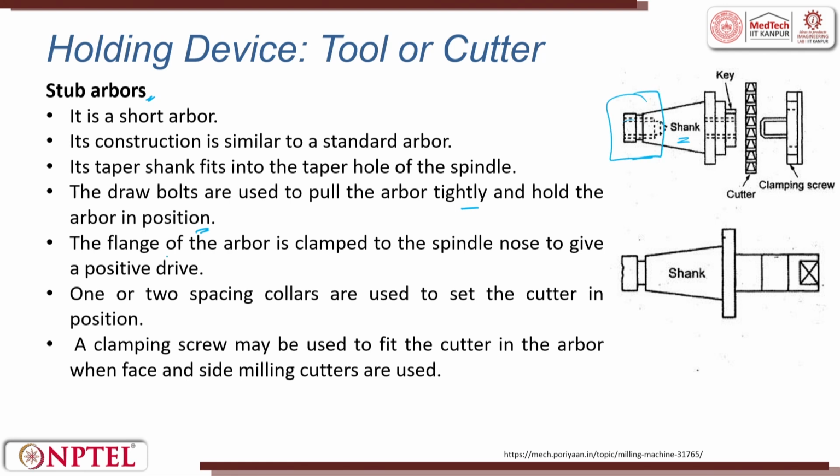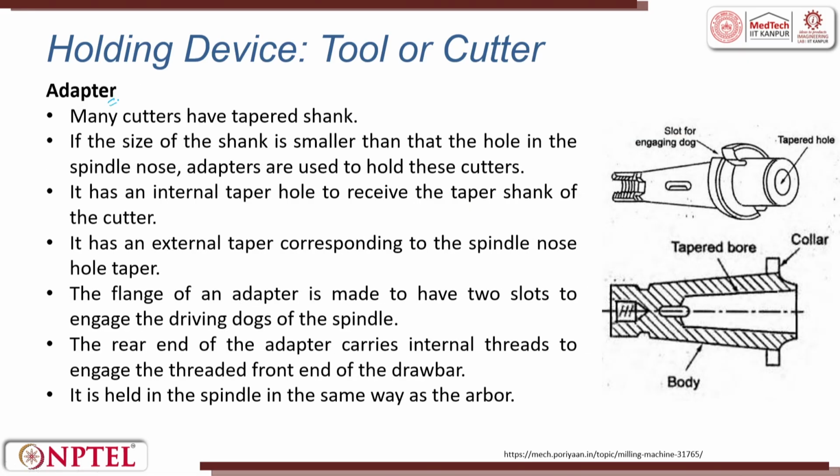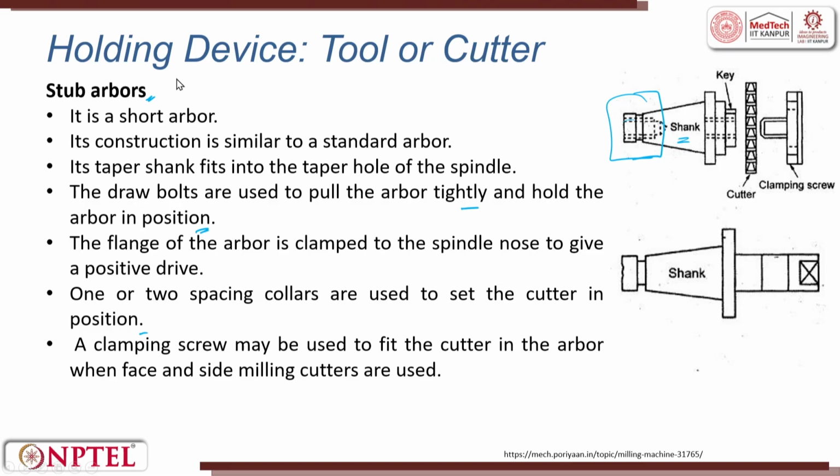The flange of the arbor is clamped to the spindle nose to give a positive drive. One or two spacing collars are used to set the cutter in position. The clamping screws may be used to fit the cutter in the arbor. Then we have the adapter. These are all arbors, right?